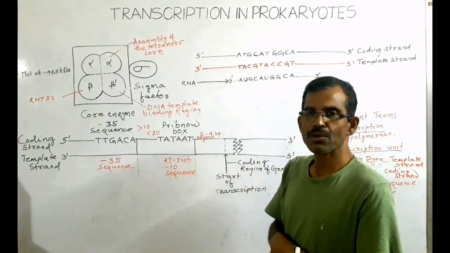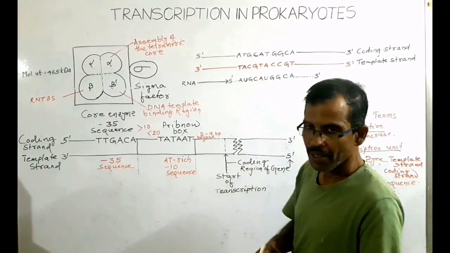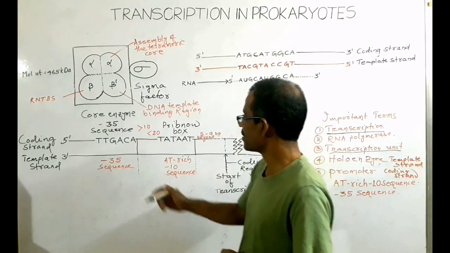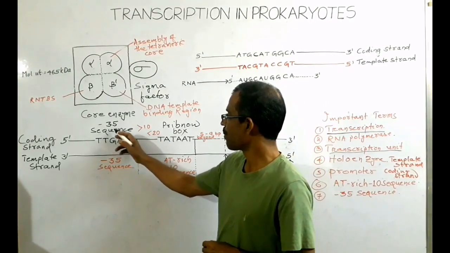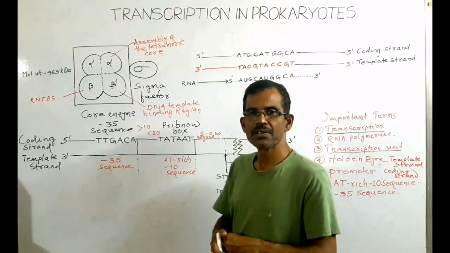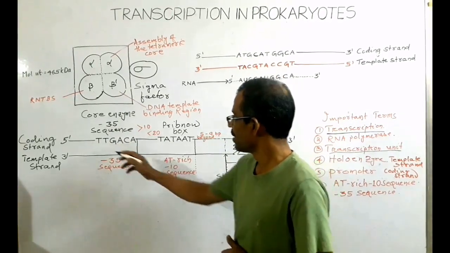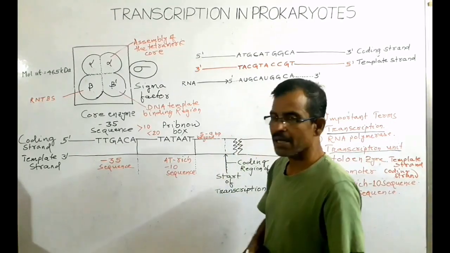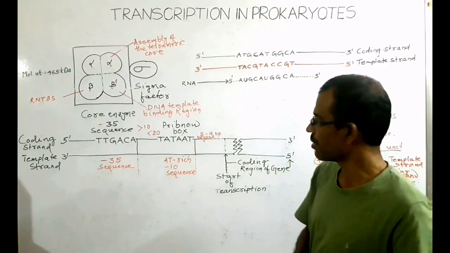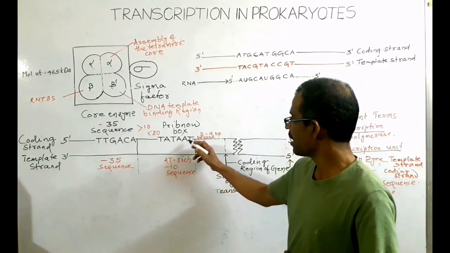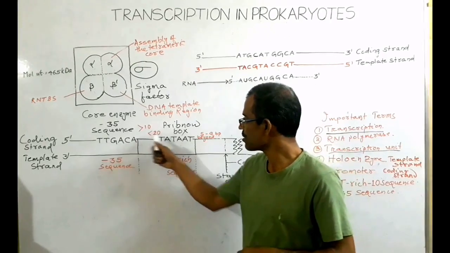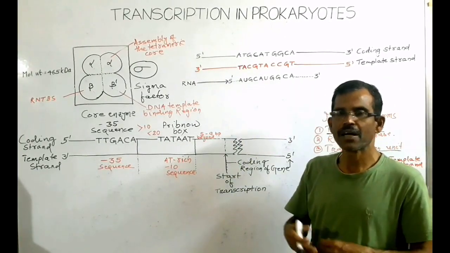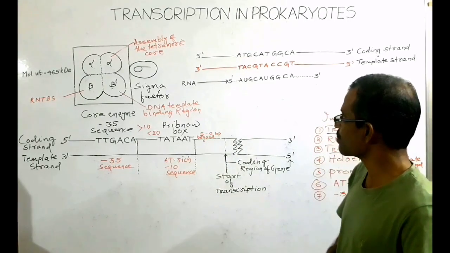Another sequence is located further upstream at a distance of 35 base pair. The sequence is known as the -35 sequence. The consensus sequence is TTGACA, whereas the consensus sequence of the TATA box is TATAAT. So these two conserved sequences play a very important role in the initiation of transcription.